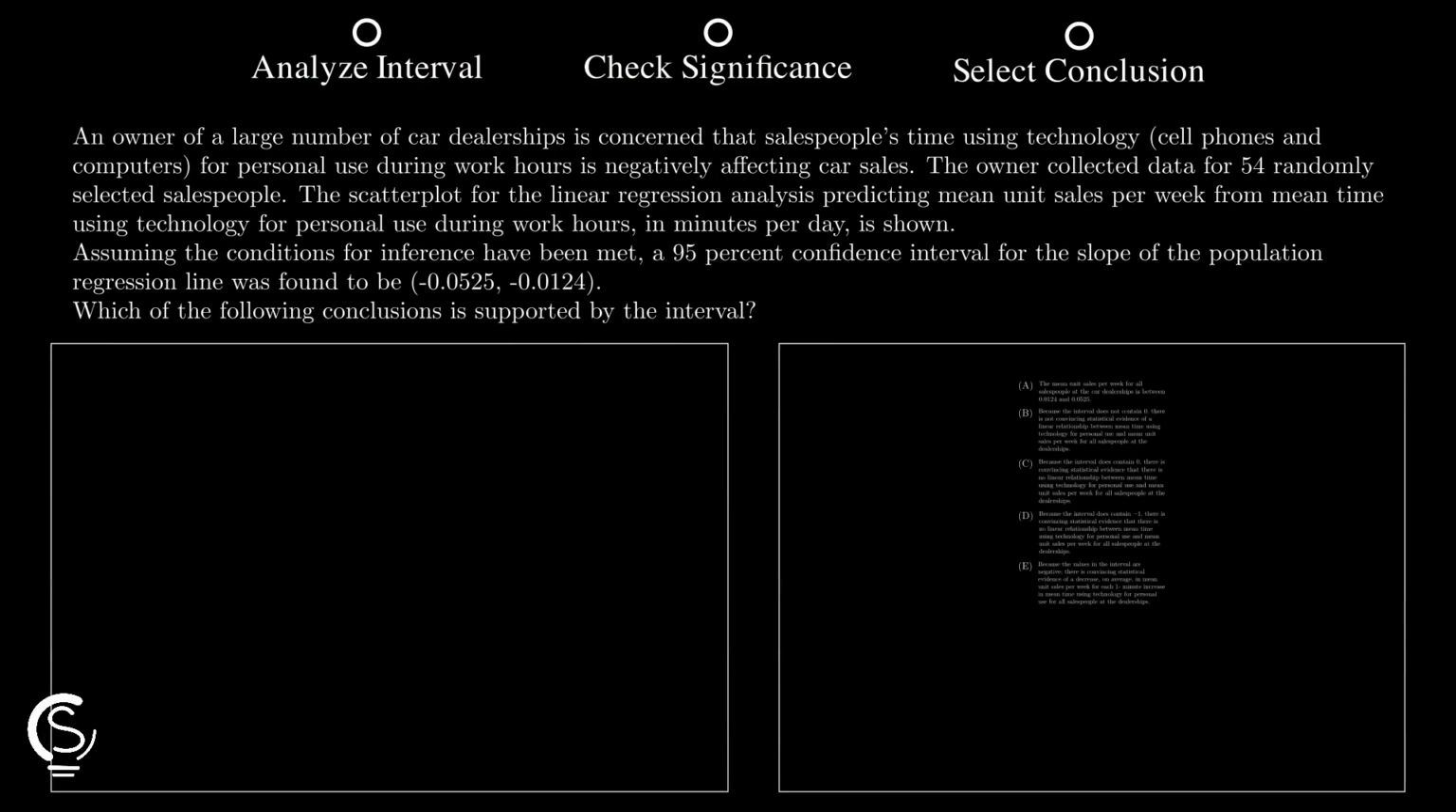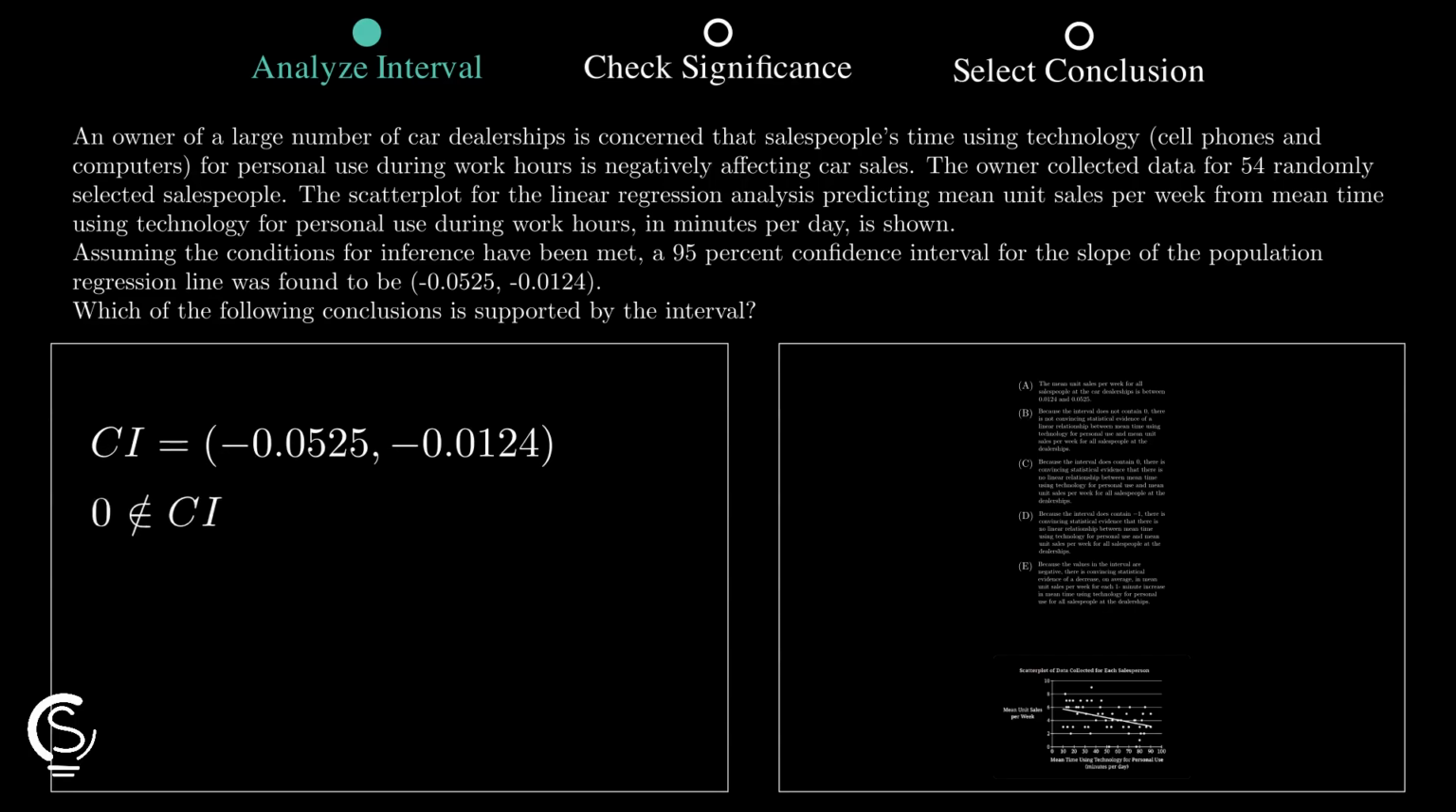The confidence interval for the slope is negative, ranging from negative 0.0525 to negative 0.0124. This interval does not contain 0.